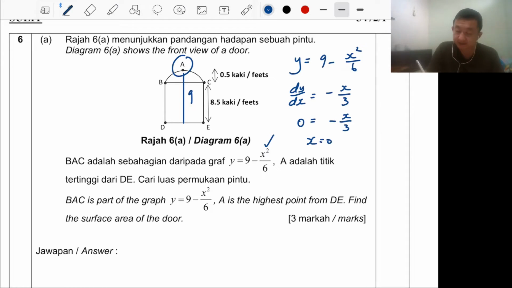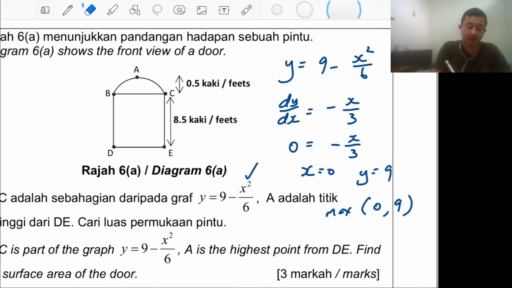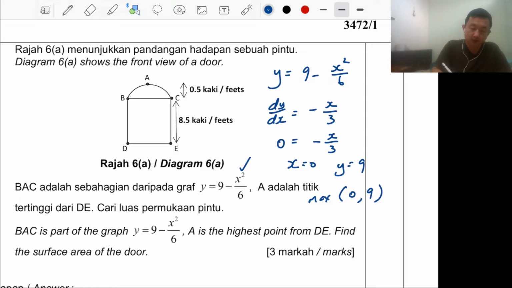When my x is 0, I put it into here, then my y will be 9. So my turning point, or my maximum point, will be (0, 9), and this is 9 feet. So I can assume that this is also the highest point, the maximum point of the graph. Therefore, (0, 9), I can understand in this context.